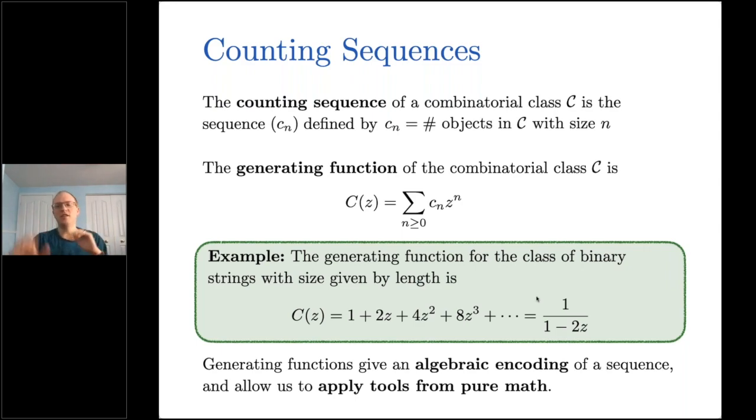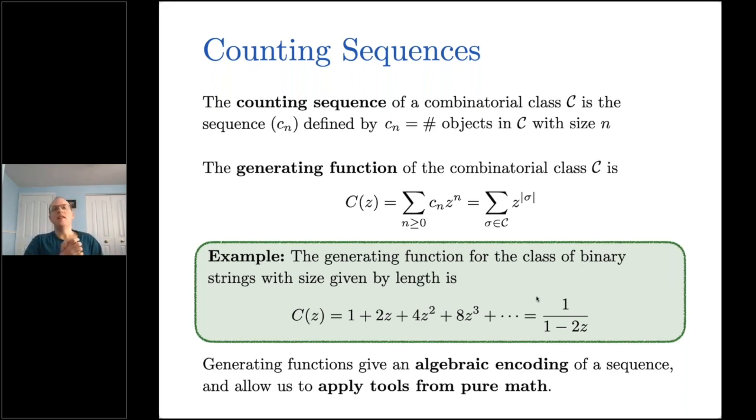Before we go on, I just want to mention there's also an alternate definition of the generating function, which is, instead of summing over all the sizes, you sum over all the objects in your class, and you take your variable z, and the exponent is the size of the object. Because let's say you had 5 objects of size 2, then in this sum, when you sum over all the objects, you get a z squared 5 times. So there are 2 different ways you can write this down, and each is useful in a different context.